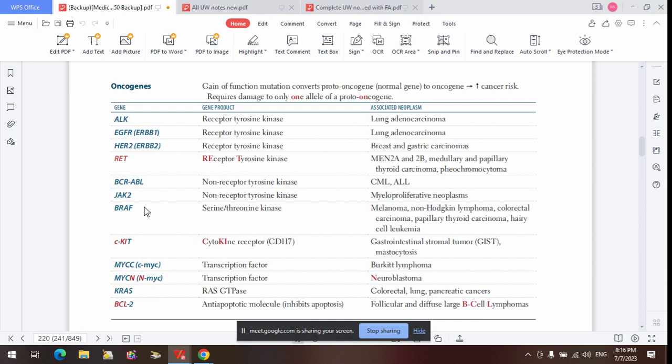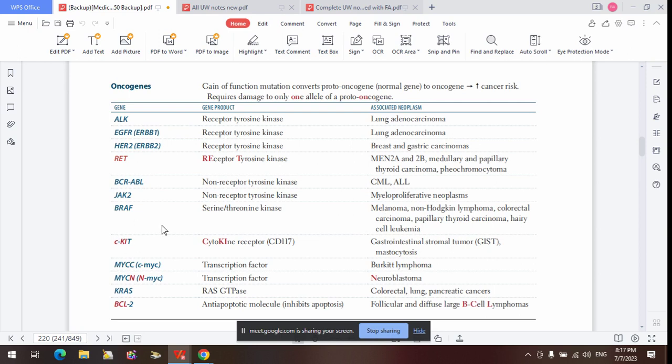Then BRAF. So we said it yesterday. What you just need to remember for BRAF, as also a gene that codes for a serine or tyrosine kinase, is melanoma and hairy cell leukemia. So those are the two that are very important for BRAF mutation. So melanoma and hairy cell leukemia for BRAF.